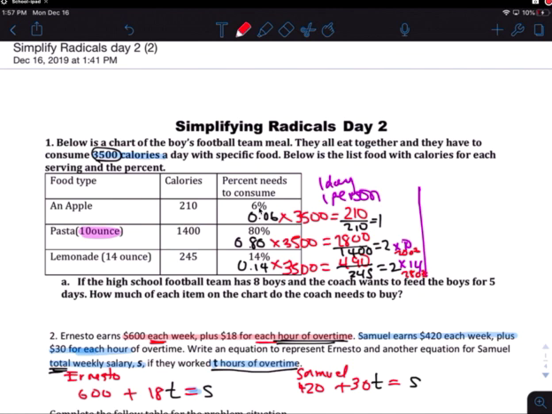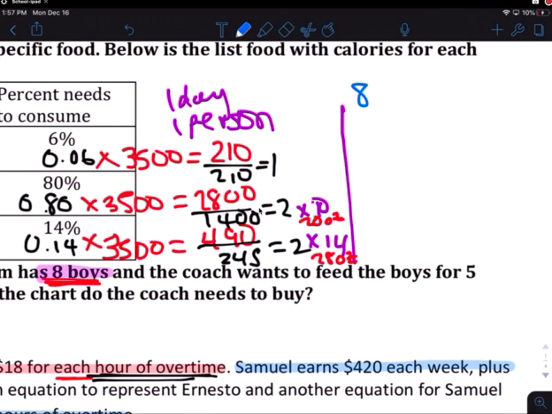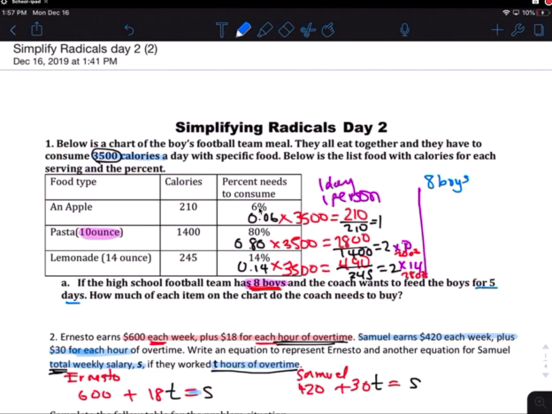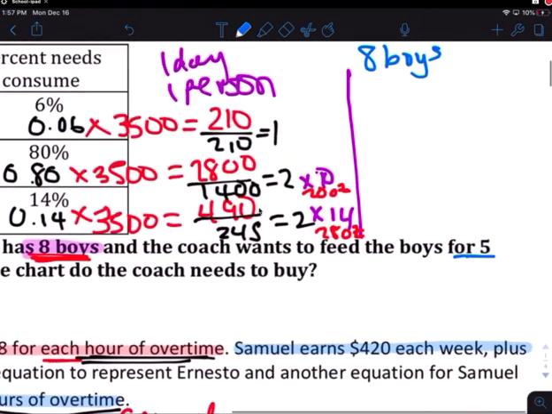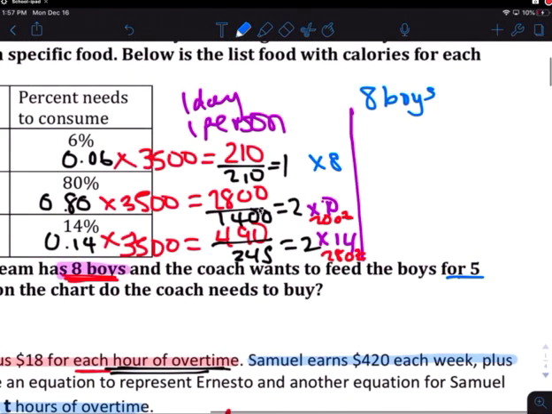If a high school football team has 8 boys, okay, so 8 boys, so you times this by 8 boys. And the coach wants to feed the boys for 5 days. How much of each item on the chart does the coach need to buy? So the coach needs to buy, so it's all multiplication here, times 8 for 8 boys.